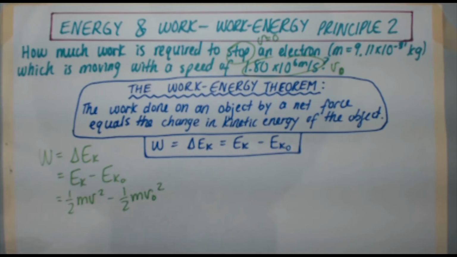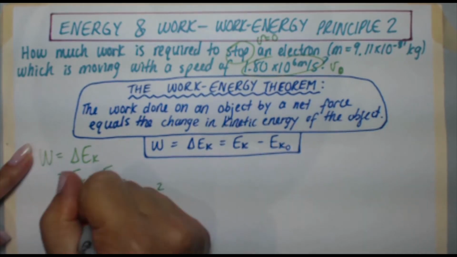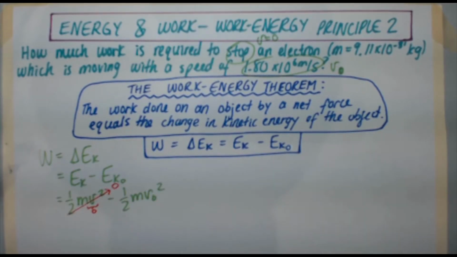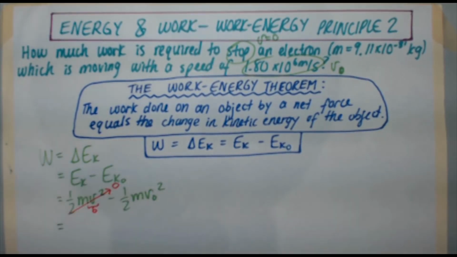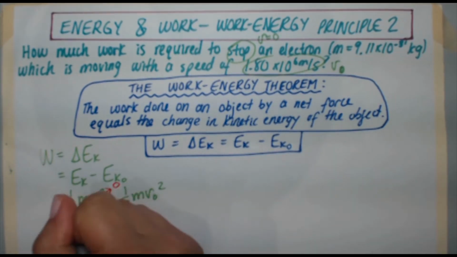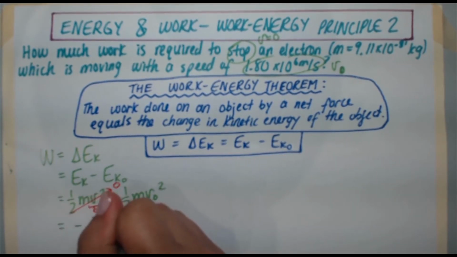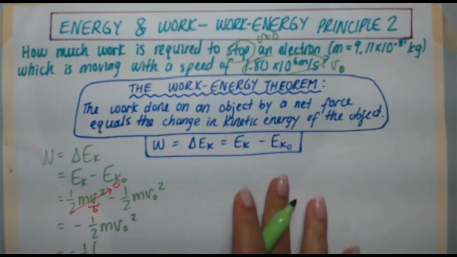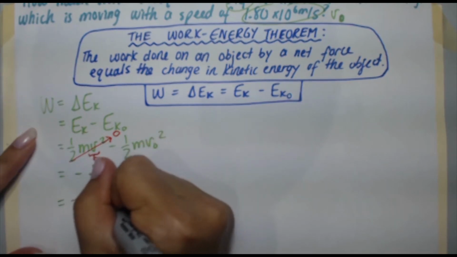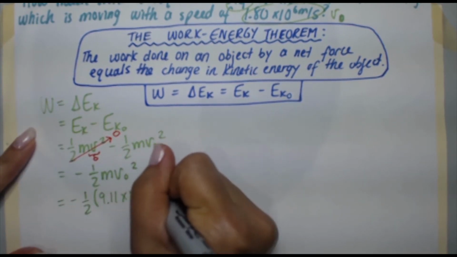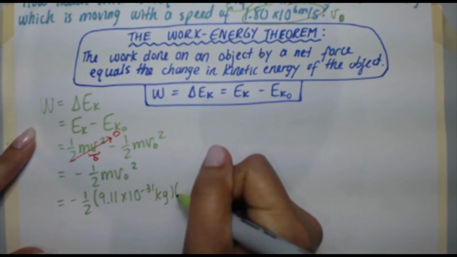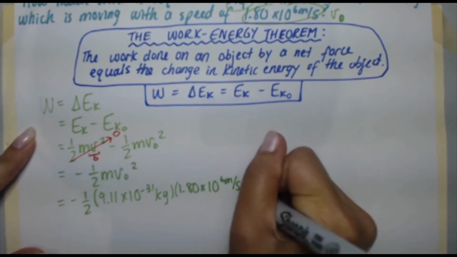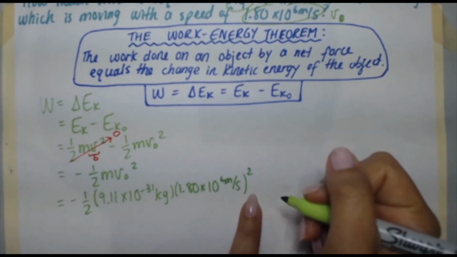And we know that one of these, V, is 0, so 0 squared times anything, that whole thing disappears. And you're left with minus 1/2 mv naught squared. So minus 1/2 times the mass of the electron, 9.11 times 10 to the minus 31 kilograms, times v naught, 1.80 times 10 to the 6 meters per second. That gets squared. Make sure you don't forget that.